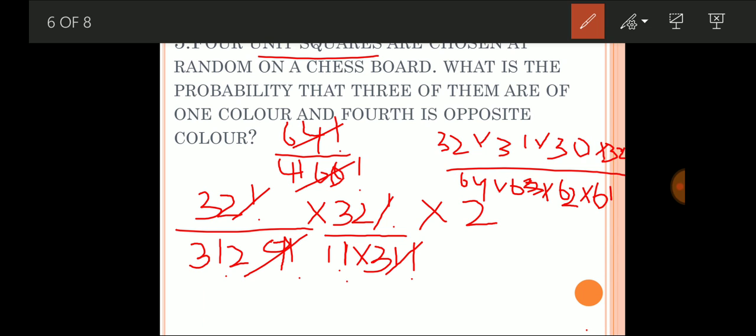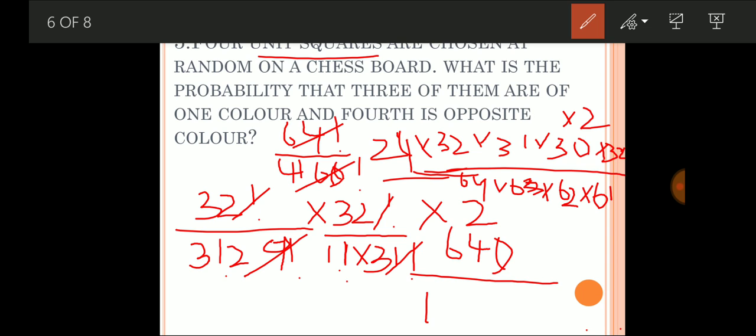divided by 4 factorial. That division by 4 factorial will go to the numerator, so it will be 24 into 32 into 31 into 30 divided by 64 into 63 into 62 into 61, and we would get this answer into 2. We still have this 2 with us, so into 2. So when we do this, our final answer would be 640. When we divide all these numbers, we would get the final answer as 640 divided by 1320.